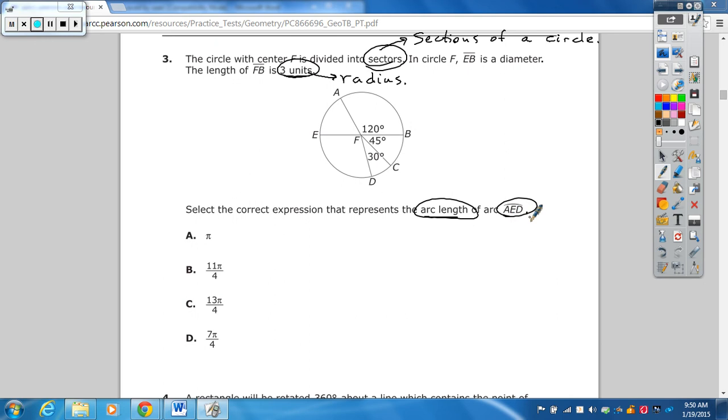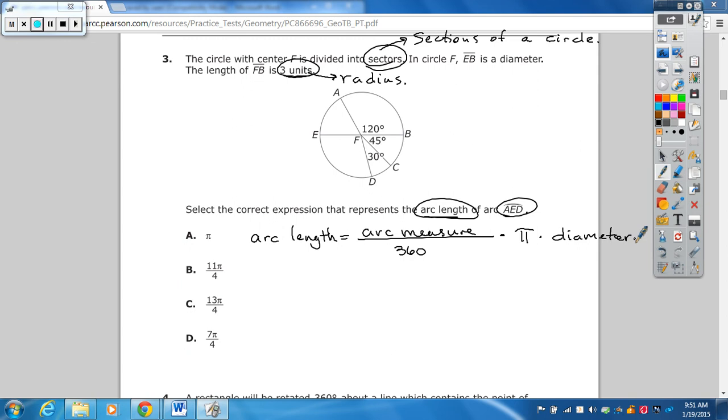Now first of all, each of you, given the paper pencil test, should be given a formula sheet. On that formula sheet is going to be the arc length formula. That arc length formula is going to be the arc measure over 360 times pi times diameter. Basically what it is, it's a portion of the entire circle. And so again, that's the formula right there.